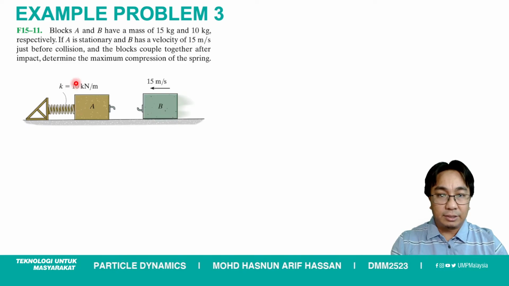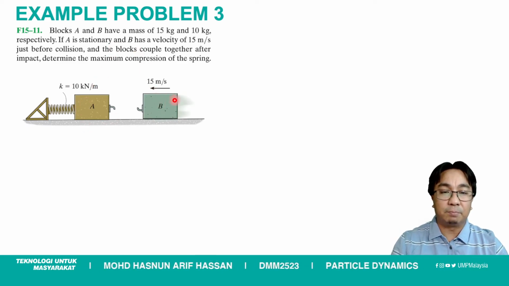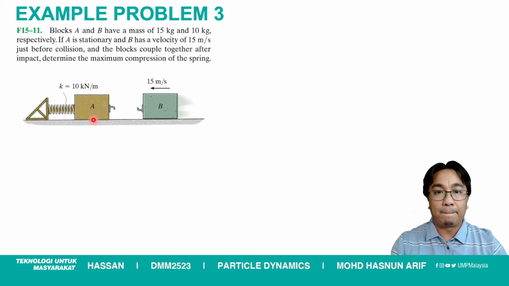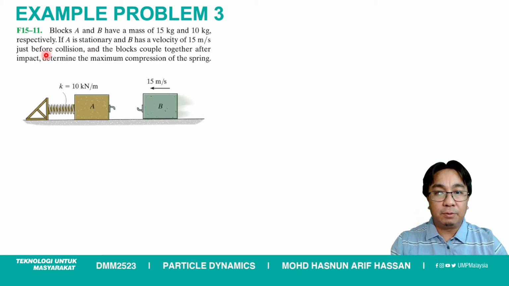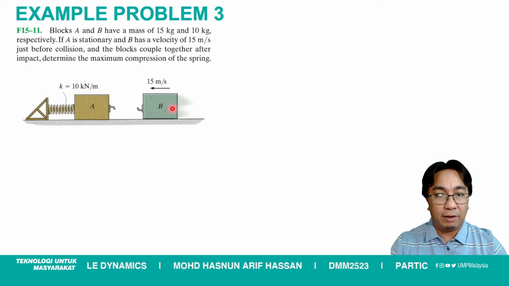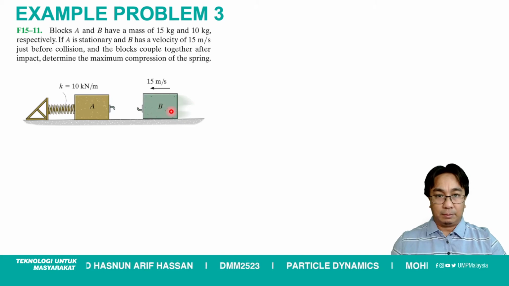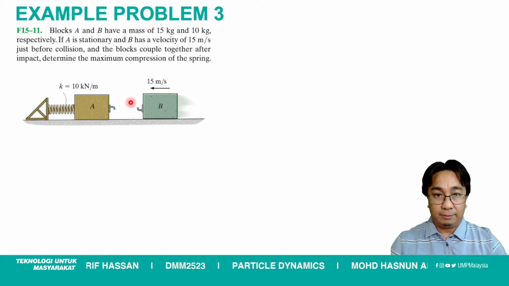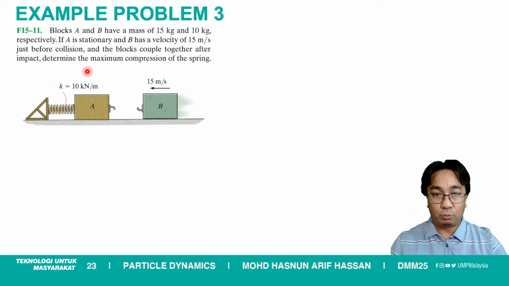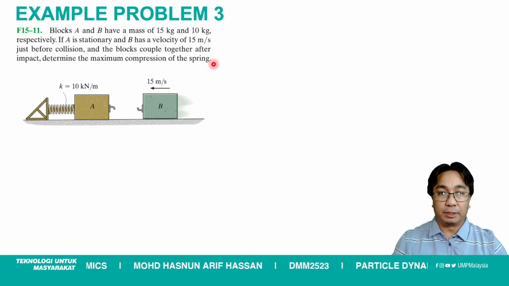A is stationary, initially not moving. B has a velocity of 15 meters per second, moving to the left and impacting block A. Just before impact, the blocks couple together after impact. So basically after the impact, like the previous example number 2, both blocks will stick together, forcing the spring to be compressed. So what we want to find here is the maximum compression of the spring.